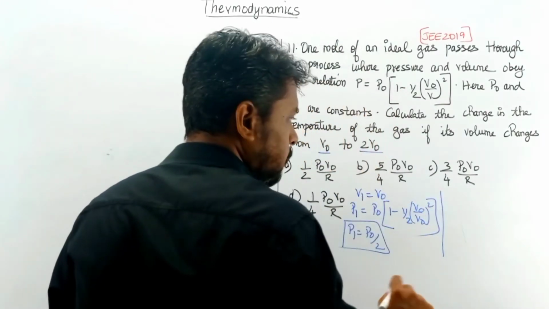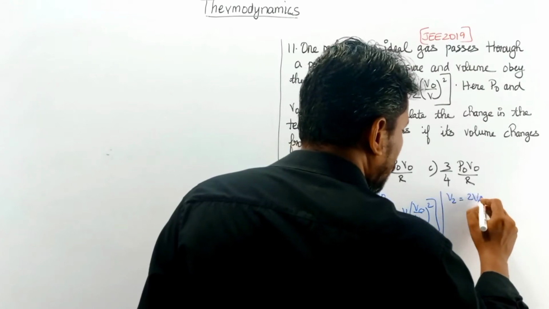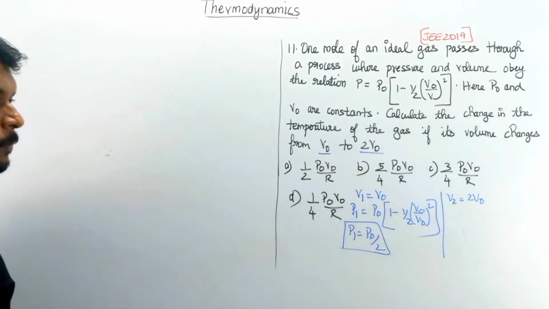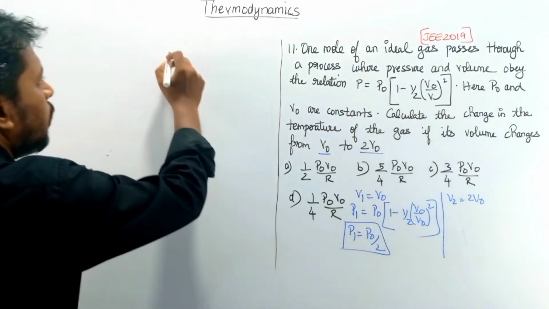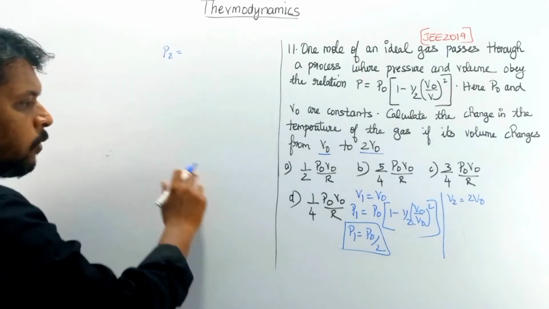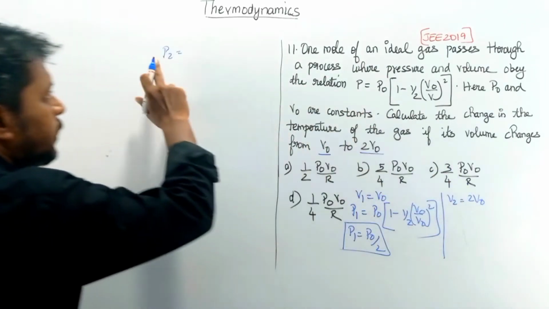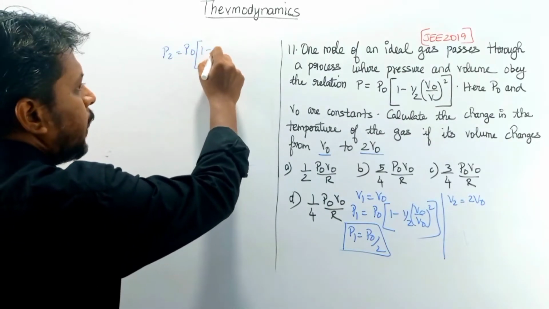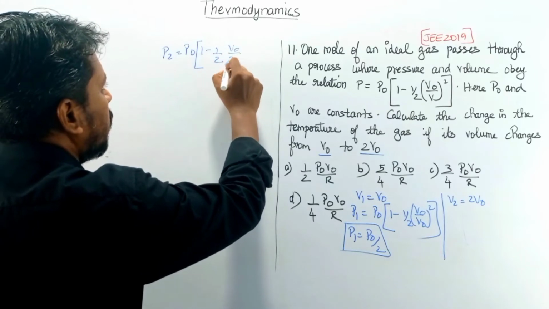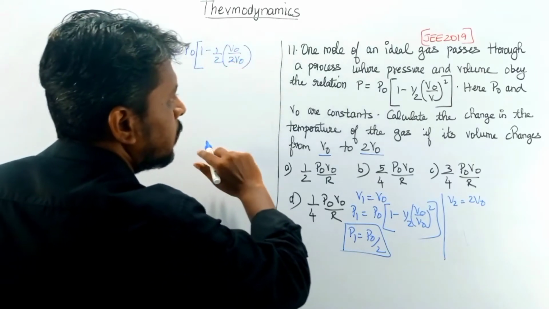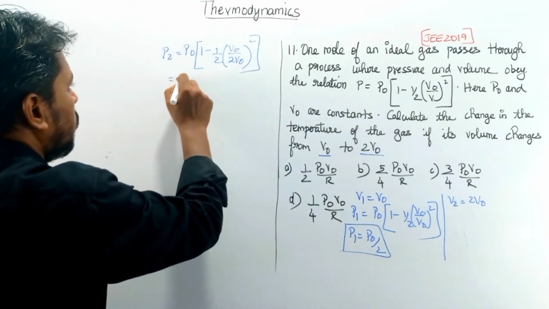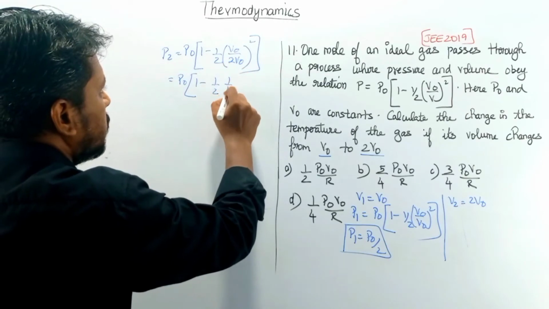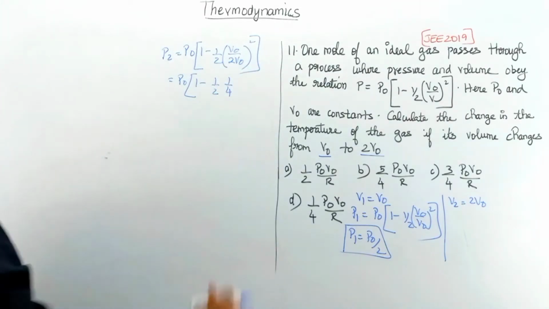Similarly, for V2 equal to 2V0, we substitute the value of 2V0 in this equation. For the value of V2 as 2V0, we will calculate the value of P2. So P2 will be equal to P0 times 1 minus 1 by 2 times V0 by 2V0, the whole square. So this will be equal to P0 times 1 minus 1 by 2. V0 and V0 will be cancelled, so it is 1 by 4.